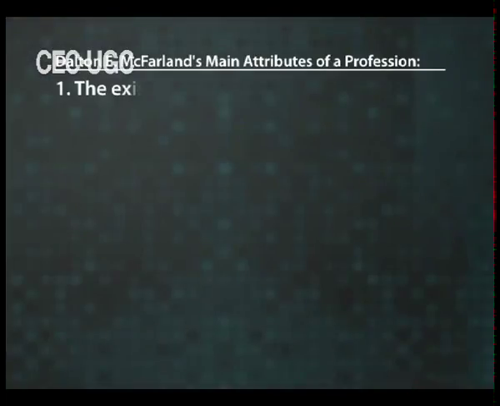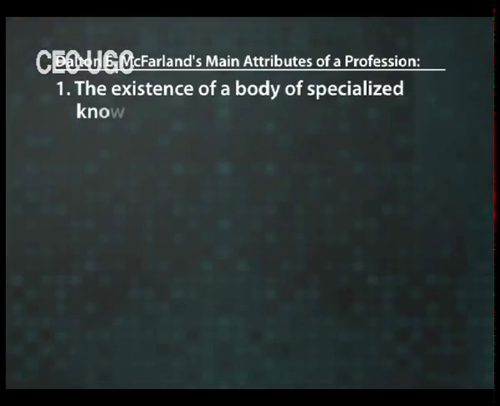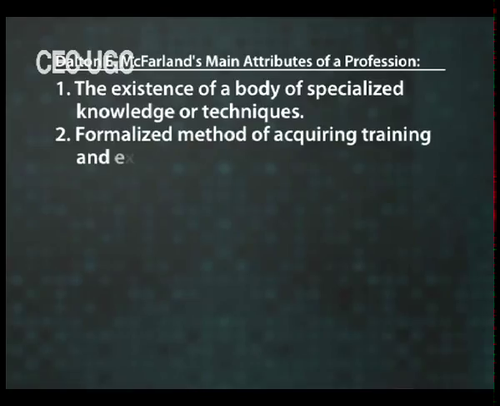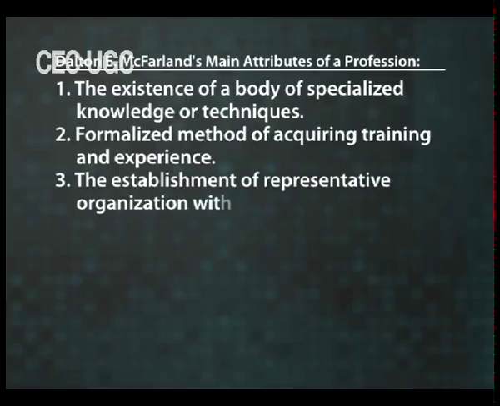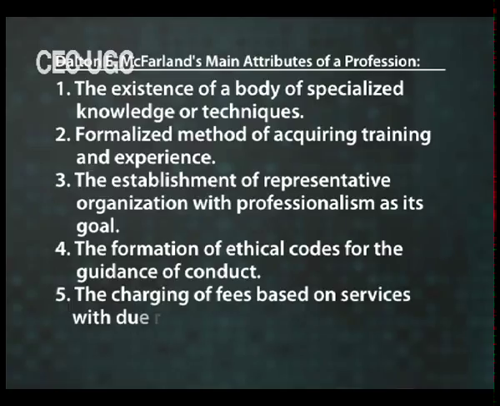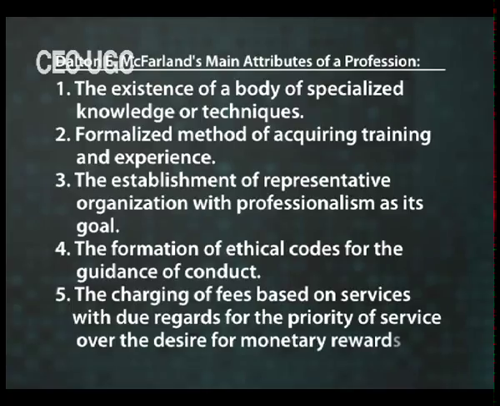Dalton E. McFarland lays down the main attributes of a profession: the existence of a body of specialized knowledge or techniques, a formalized method of acquiring training and experience, the establishment of a representative organization with professionalism as its goal, the formation of ethical codes for the guidance of conduct, and the charging of fees based on services with due regard for the purity of service over the desire for monetary rewards.